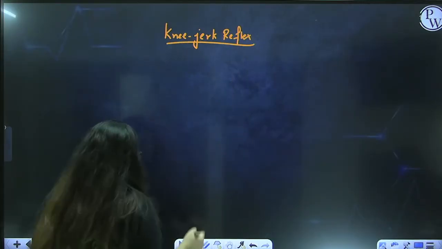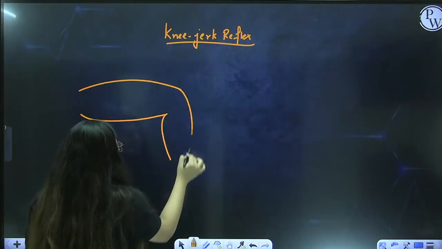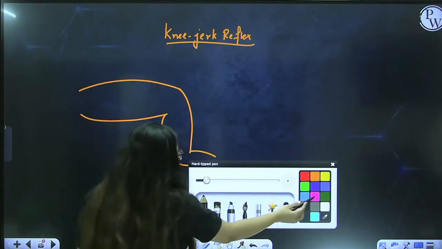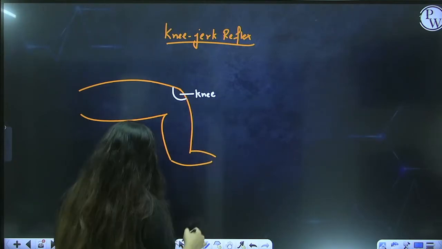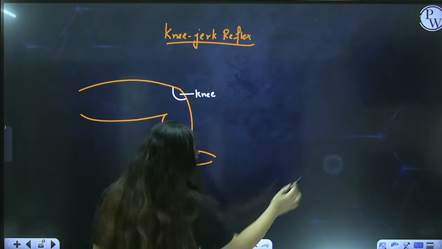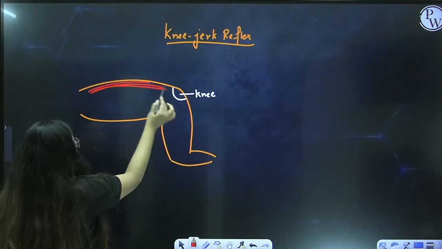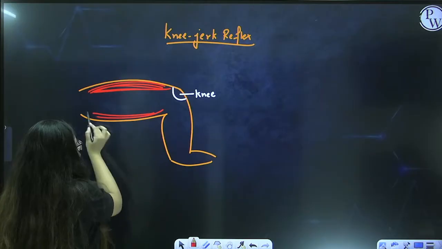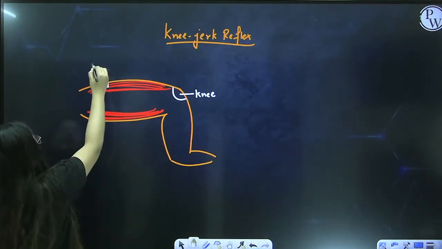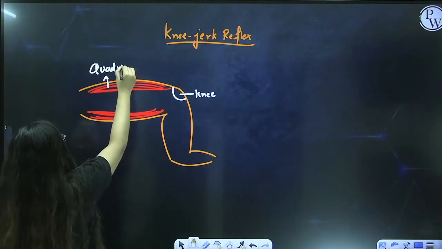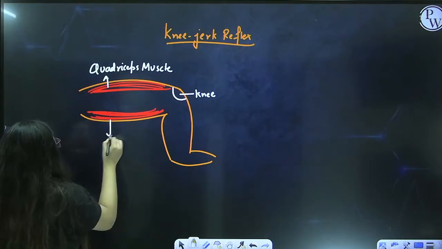Okay, so imagine this is your knee, this is your thigh, this is your leg, this is your foot. Okay, and this is your knee, and these are your muscles. And listen to the names of the muscles clearly. This is your quadricep muscle. This is your hamstring muscle. This is the quadricep. And this is your hamstring.